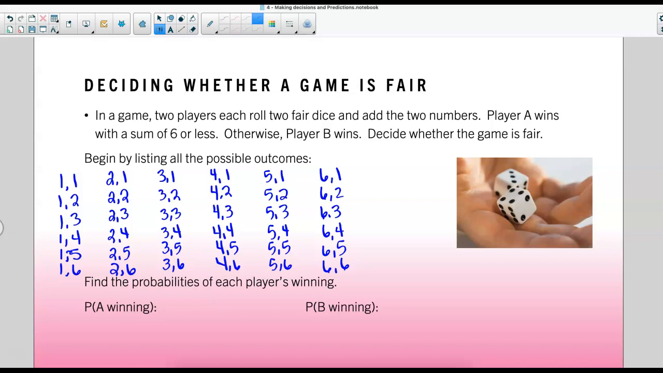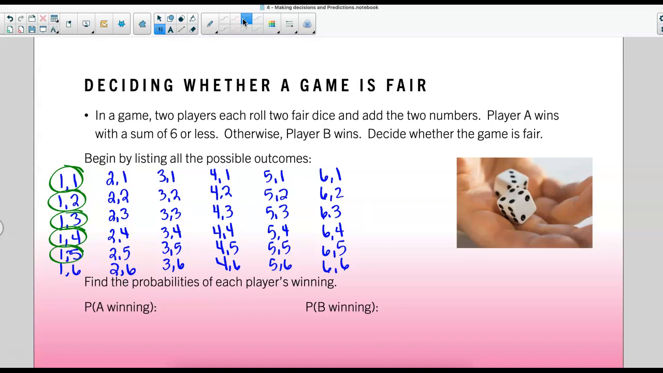Okay, take a moment, finish writing those all down. So you have all the possible outcomes of rolling 2 number cubes. Which means there are how many possible outcomes? 36, right? Okay, now player A wins with a sum of 6 or less. So if you add the 2 cubes together, if it's 6 or less, player A wins. So that means this one, player A would win. 1 plus 1 is 2. 1 plus 2 is 3.